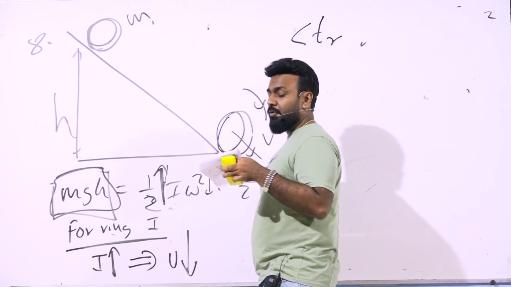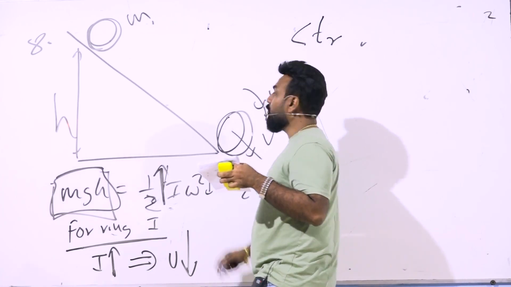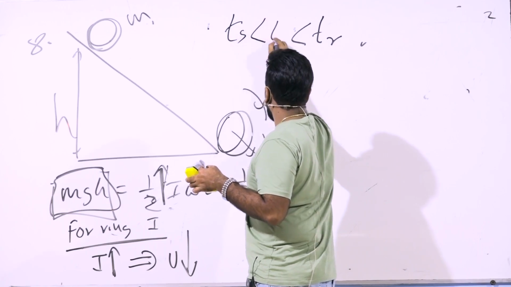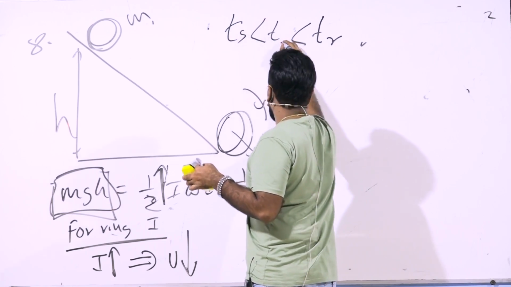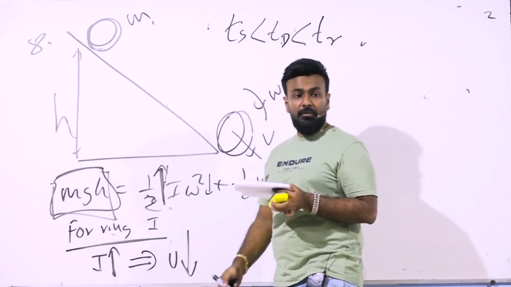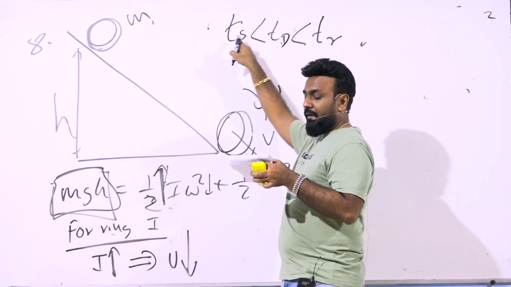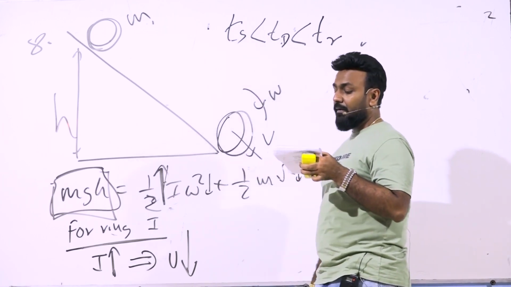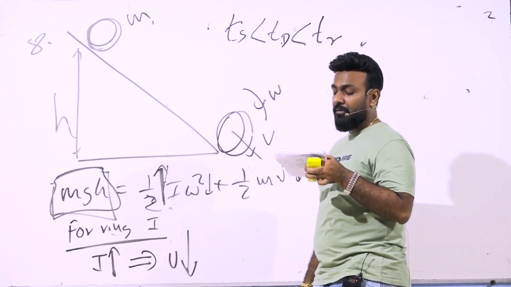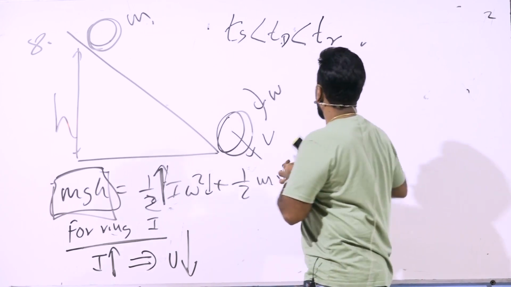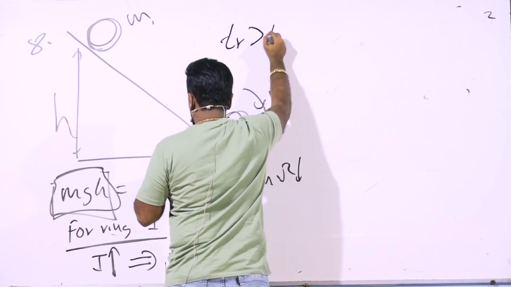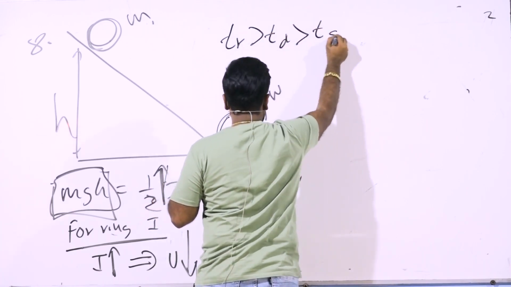Then what should it be? It should be the time for the sphere, then the time for the disk, because it becomes the opposite, no? Right. So the answer is T_R is the greatest. What is the answer here? The correct one? The third answer, it's given the other way. T_R, time for the ring, is greatest, then time for the disk, and time for the sphere is the lowest.